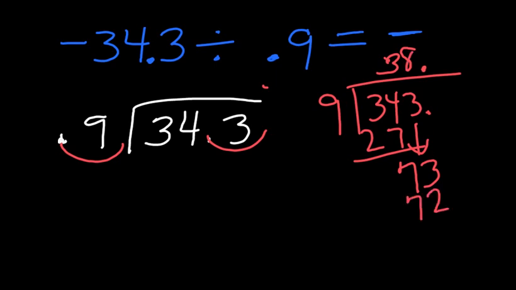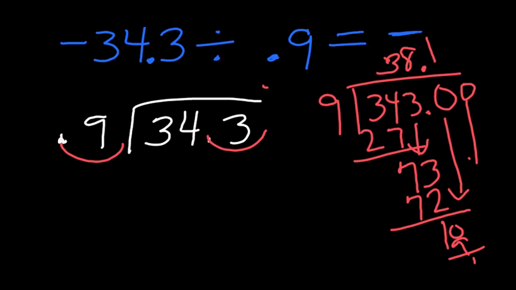Bring your 1 down, add a 0, bring it down. 9 goes into 10 one time. Okay, subtract, you're going to get 1, add a 0, bring it down. What are you going to start doing? 38.111, so that's a repeater. So put a repeat line over the 1. So your answer is negative, because we already said that, 38.1 repeating. You have to have the repeating sign.